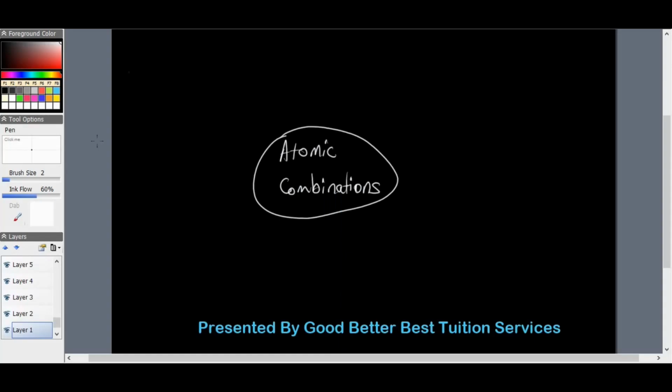All right, grade 11s, atomic combinations. Okay, introducing it. We're going to start off by having a look at covalent bonding, unpacking what it is all about. Okay, what does it involve? And it does involve, of course, the periodic table.